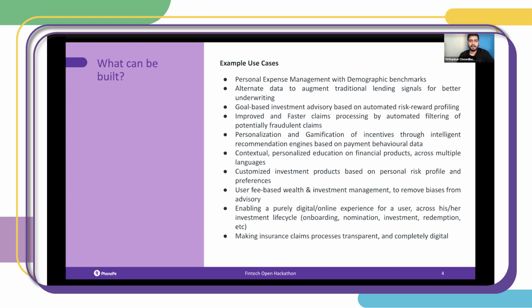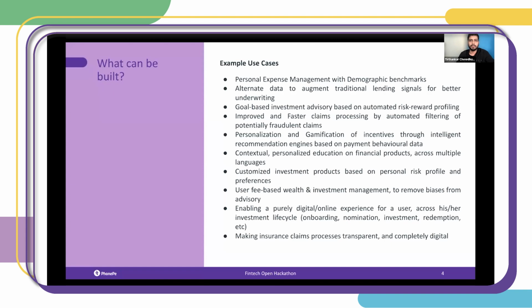Here are few of the sample ideas or sample use cases that you may consider building. For example, you can create an expense management tool. The Setu AA sandbox allows you to gather data from different sources for a particular user. And that gives you enough opportunity to create a holistic 360-degree view of how an individual can manage the expenses.